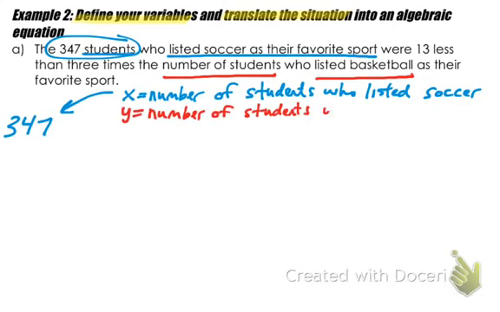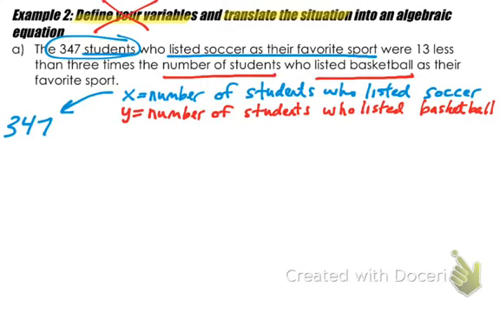Notice how specific we're getting with the variables. We're not just writing down basketball. We're not just writing down soccer. So we know the exact number of students who listed soccer, and we don't know the number of students who listed basketball, but we wrote this number on the side to know that we actually know that value. Now we have to translate that situation.